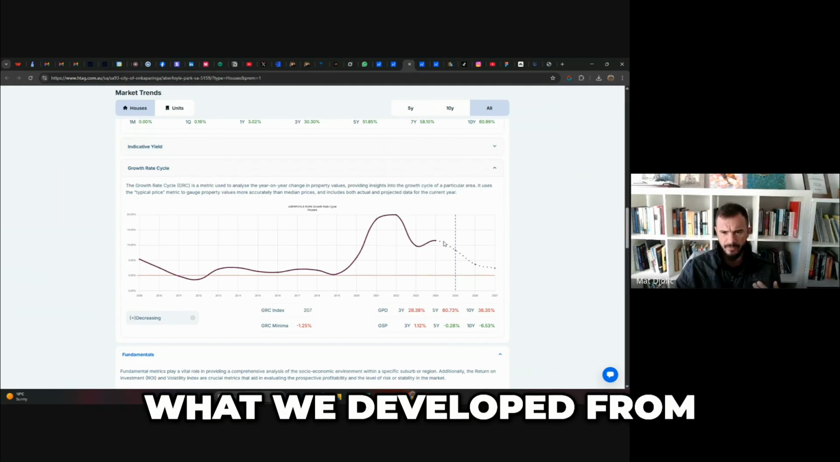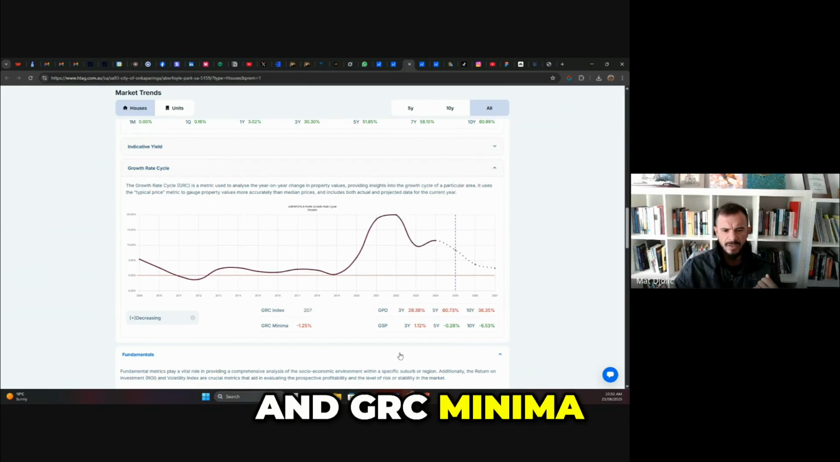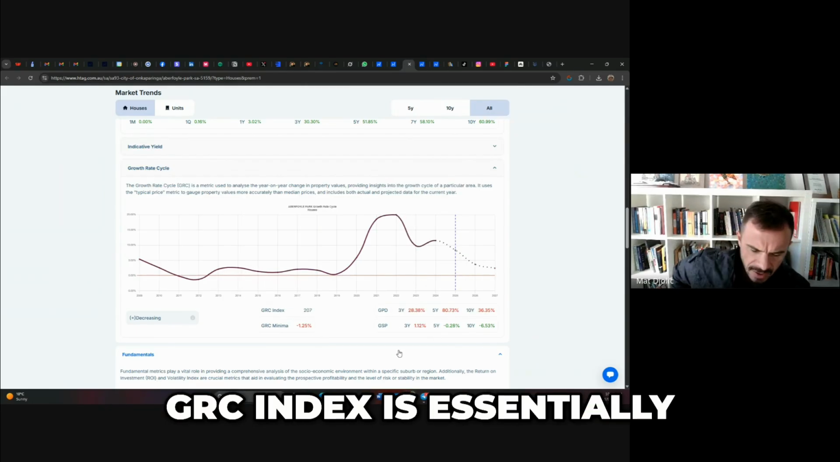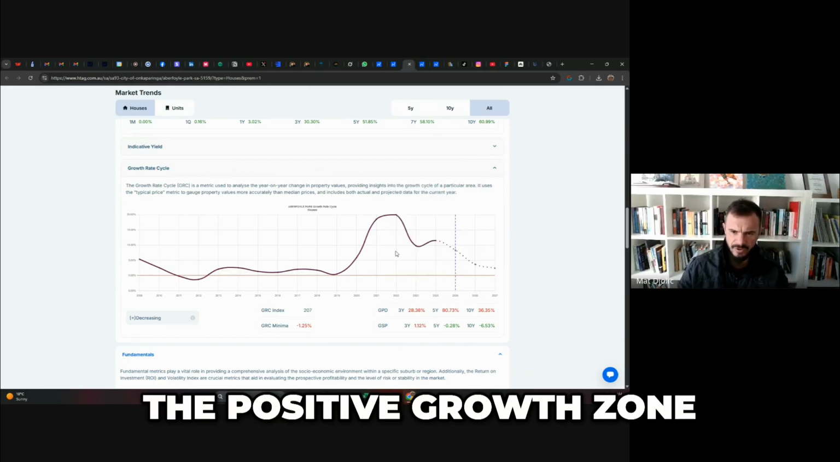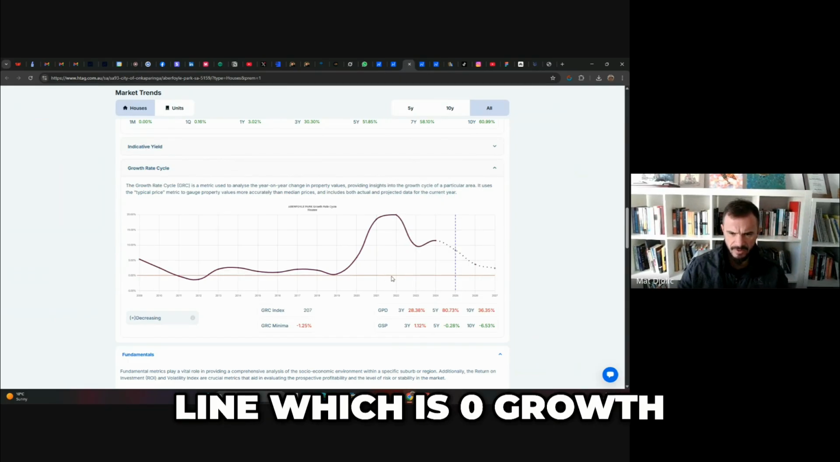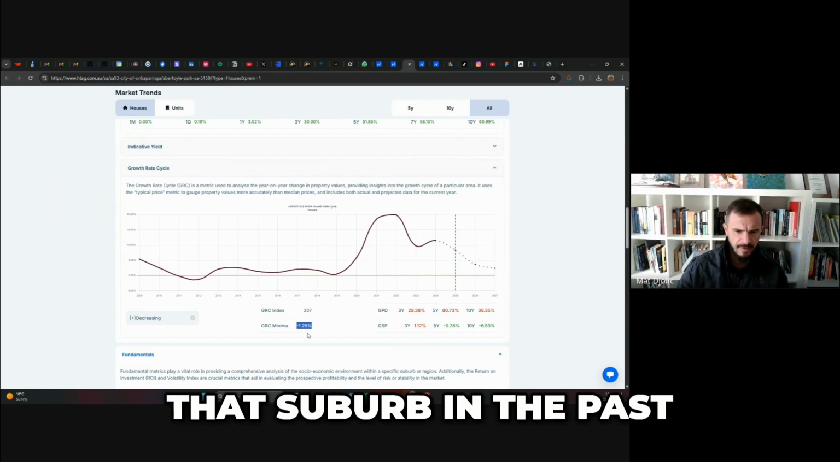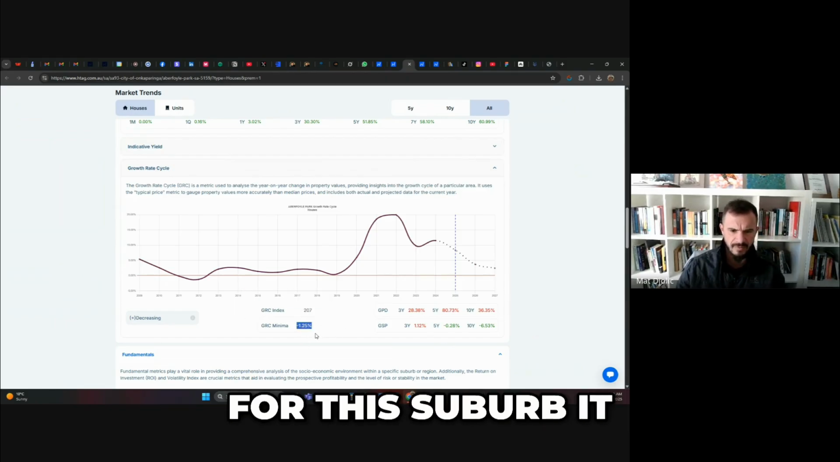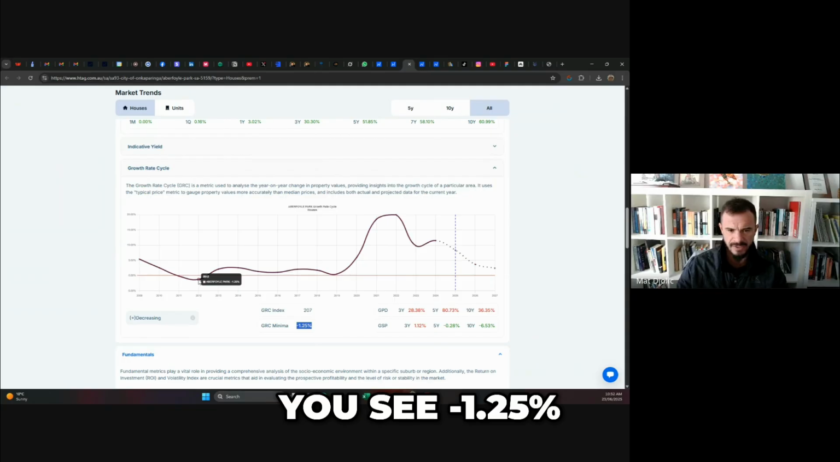What we develop from growth rate cycle, we develop GRC Index and GRC Minima. GRC Index is essentially how many months the area has spent in the positive growth zone, so above the red line, which is zero growth. GRC Minima is what was the lowest point of growth for that suburb in the past, and we see that for this suburb it was minus 1.25%. Okay, so when I hover over here, you see minus 1.25%.